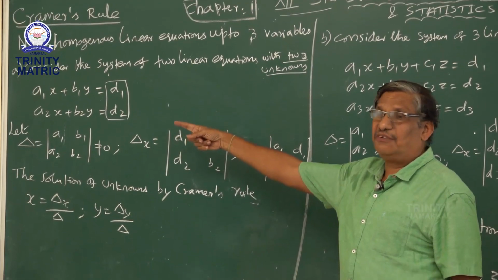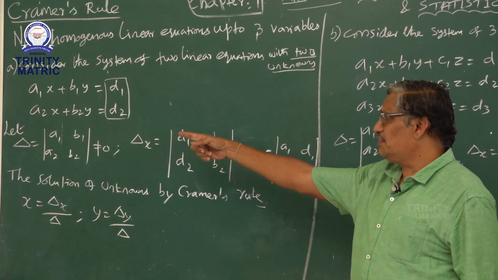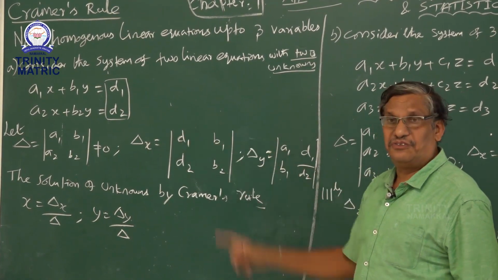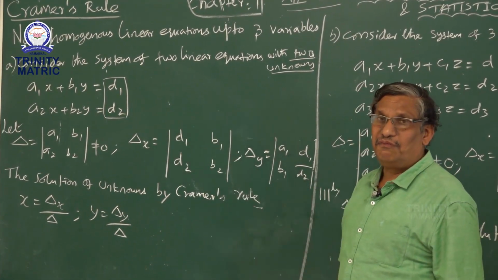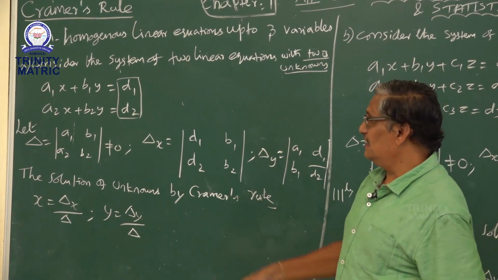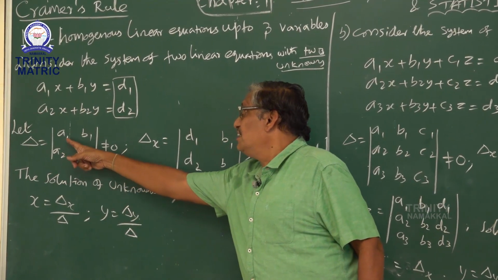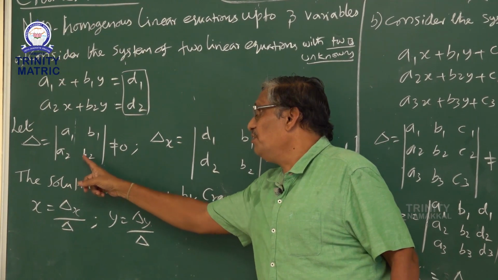For example, a1x plus b1y is equal to d1. Another one is a2x plus b2y is equal to d2. This can be written in the form of the matrix equation AX is equal to B. Now we are taking del. This is called del, the discriminant. Del is the determinant of a1, b1, a2, b2.